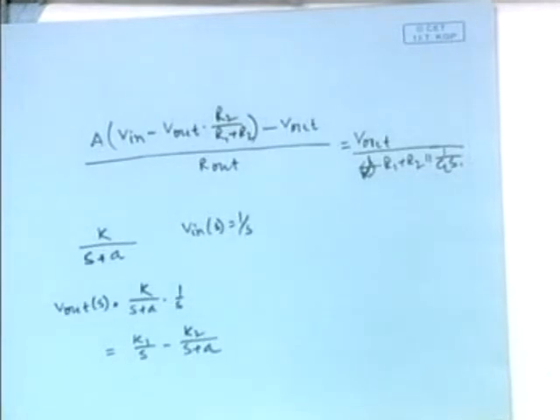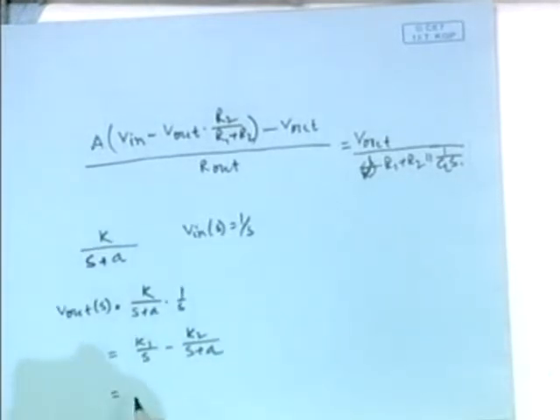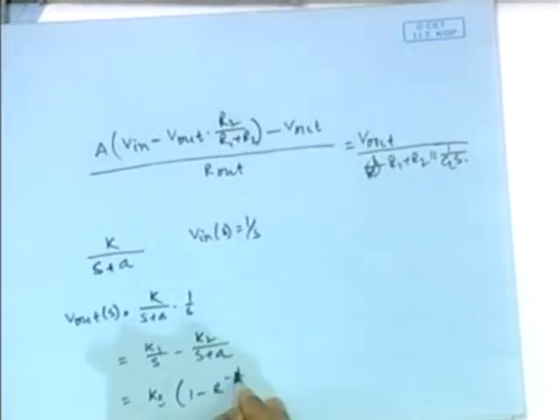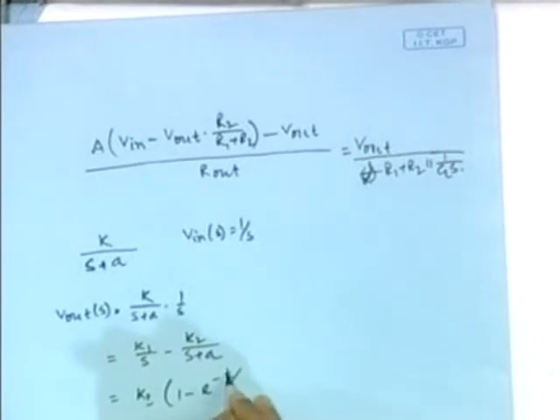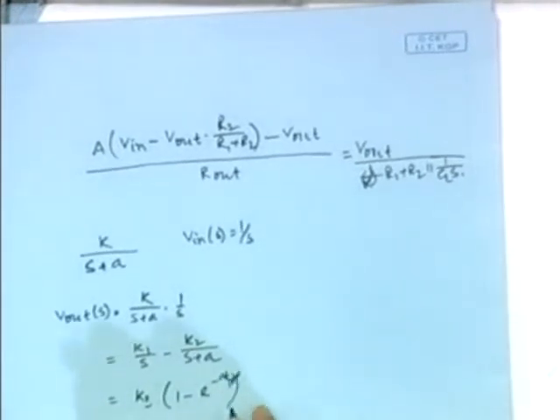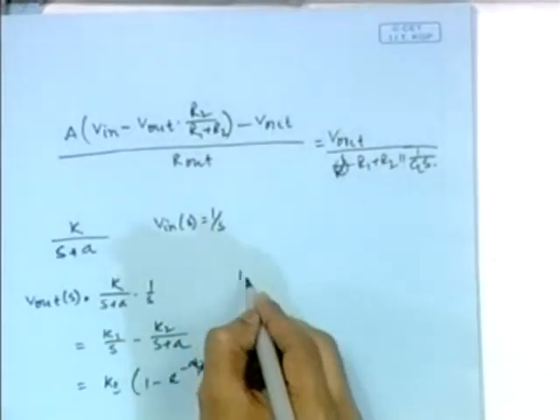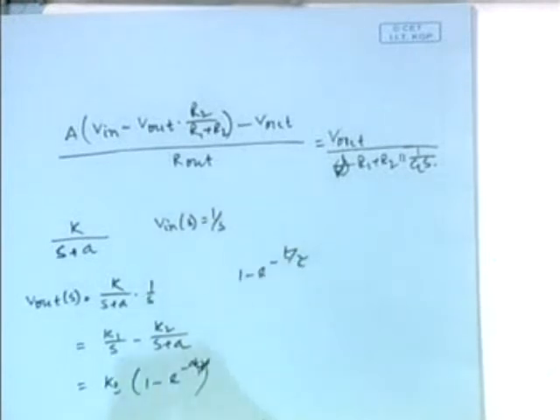Got it? So what is the final form? If you do inverse Laplace, you will get something like this, some k3 into 1 minus e to the power minus t by, I mean at. Clear? This is the V out. You can correlate with this form, and that whole exponent portion we can term as tau. This is in the standard form 1 minus e to the power minus t by tau, that is the time constant.